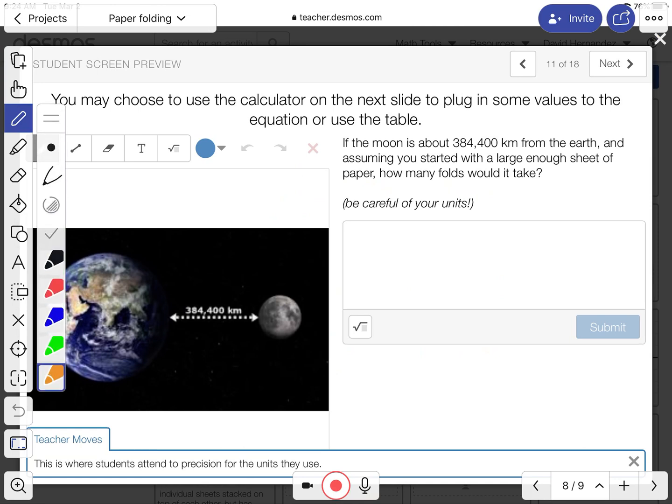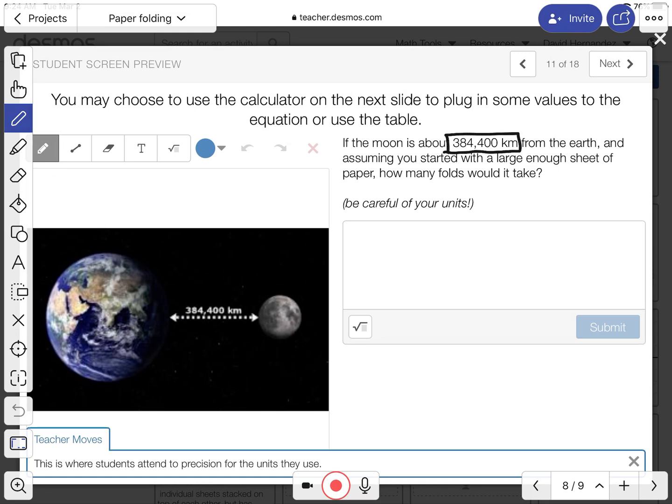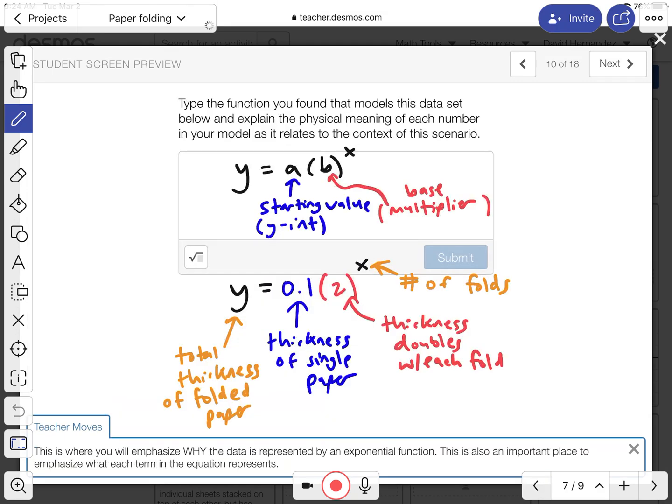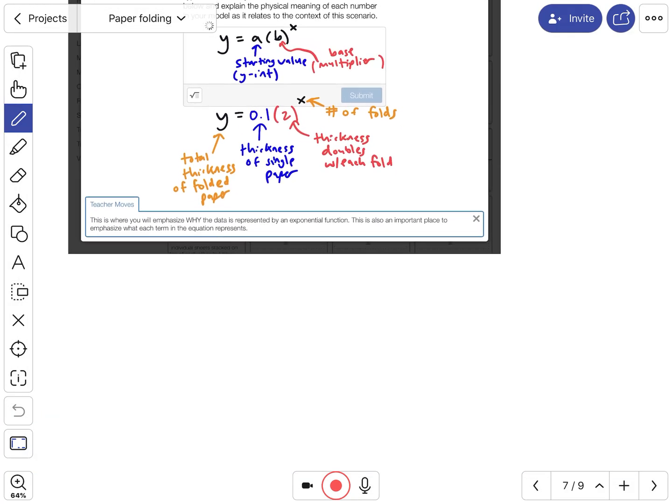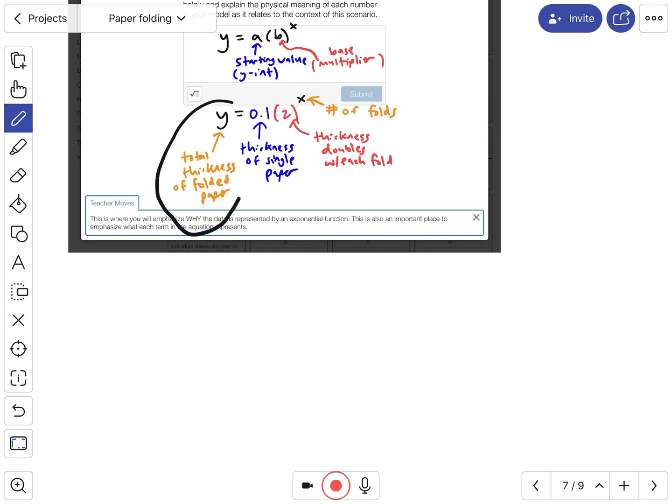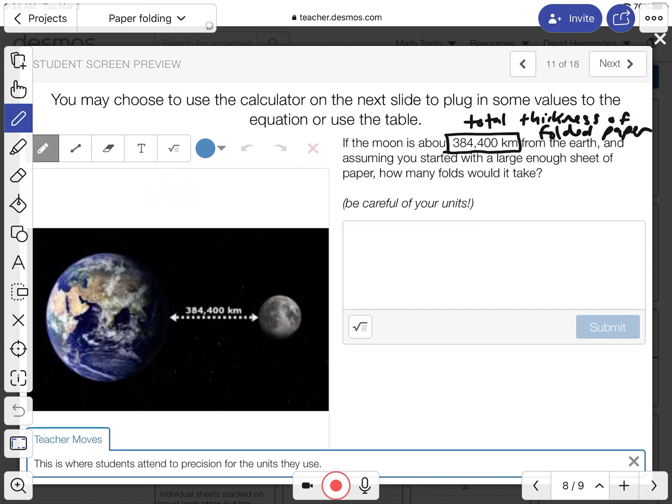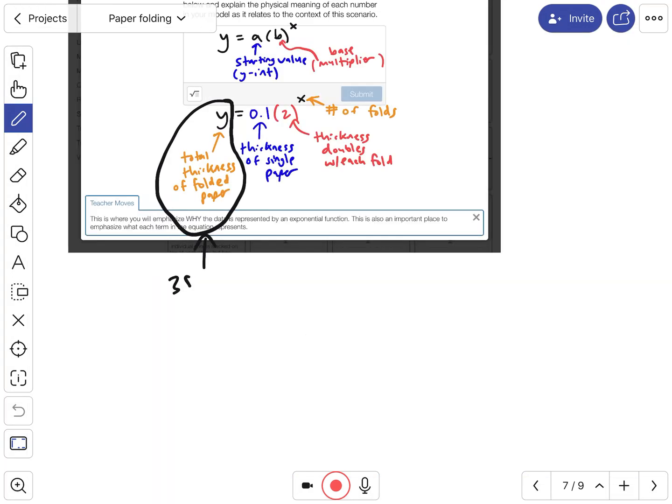So yeah, we have to get to 384,400 kilometers. That means that is going to be the total thickness of the folded paper. It needs to be that amount. So if we go back, that's going to be here, right? This is the value that you plug in, the 384,400 kilometers.